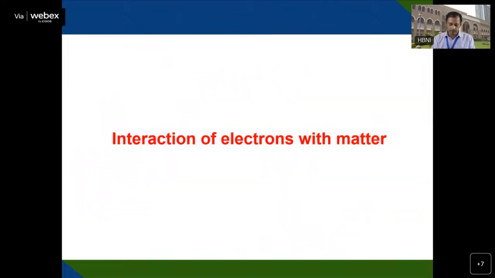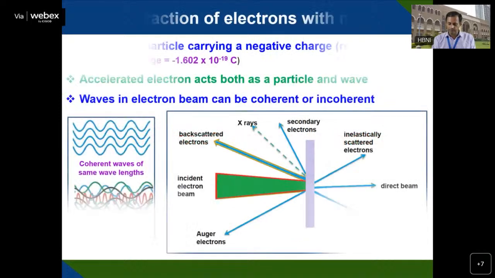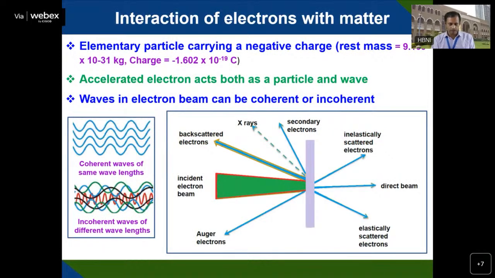Now we'll discuss the interaction of electrons with matter. The electron is negatively charged, with a rest mass of 9.1 × 10^-31 kg and a charge of 1.6 × 10^-19 coulomb. It is spherical, and the electron acts as both a particle and a wave, as we know from the de Broglie wave equation.